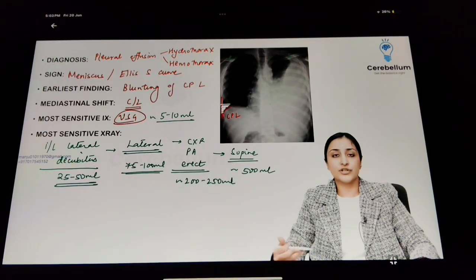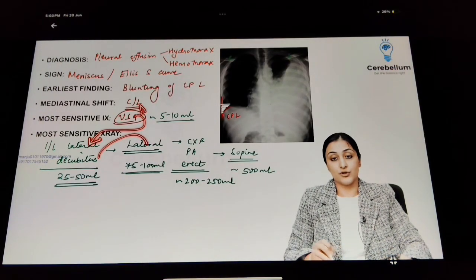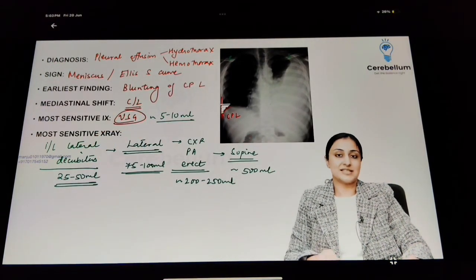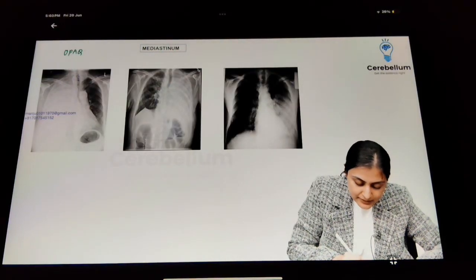There's always a range, and these figures are also given slightly variably in different sources. But as a range, you want to remember ultrasound, followed by lateral decubitus, followed by lateral, chest X-ray erect, and so on. This is the order of sensitivity for fluid. Now, what I'm going to teach you here is very, very important. This is an approach to opaque hemithorax.